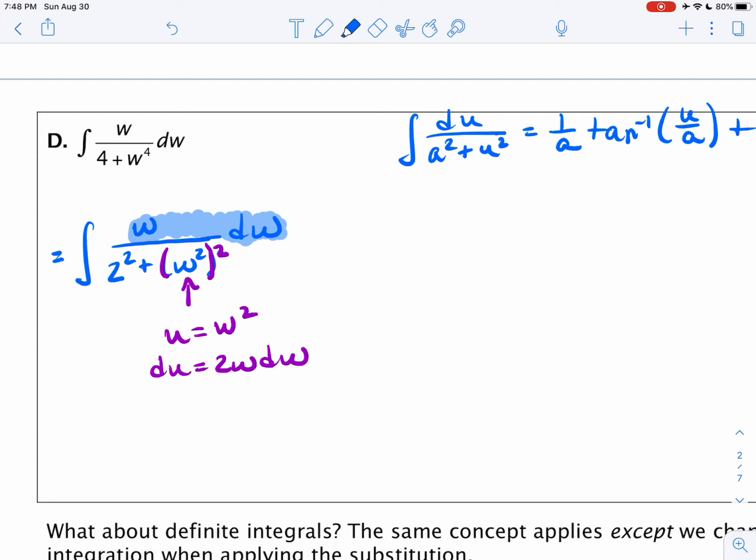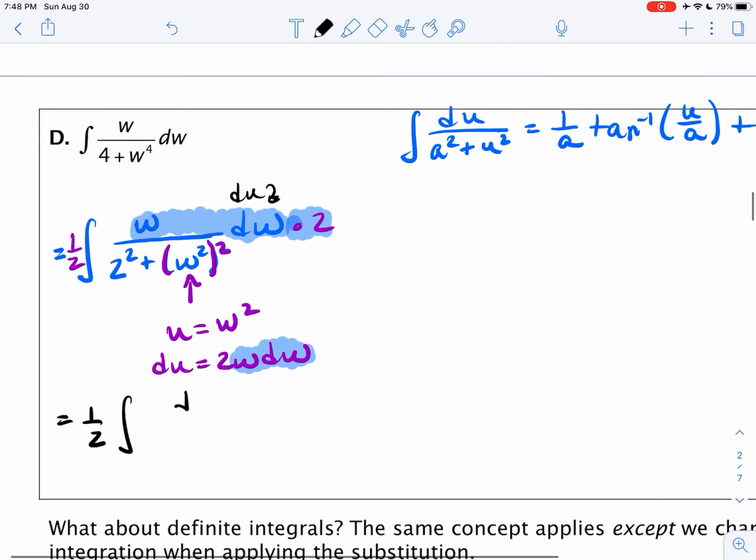So I do see the w dw, and I have w dw here, so I just need a 2, so I'm going to multiply by 2, and then I'm going to divide by 2, and now I'm going to transform my integral into 1/2 times the integral, and this 2 expands to the du, that is my du here. And I would have du over 2 squared plus u squared, right?